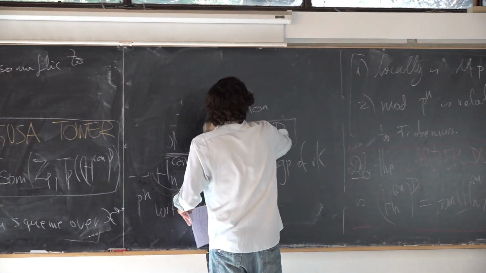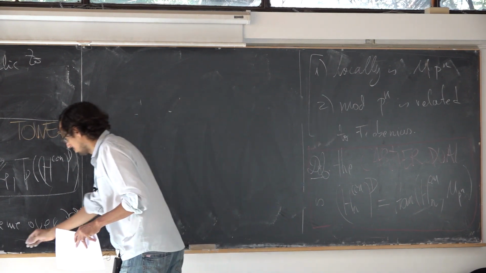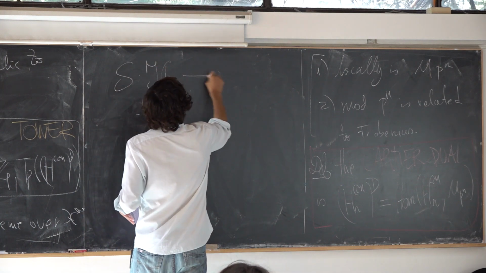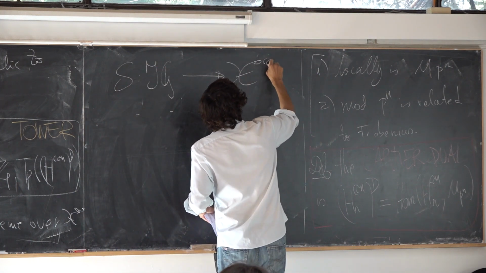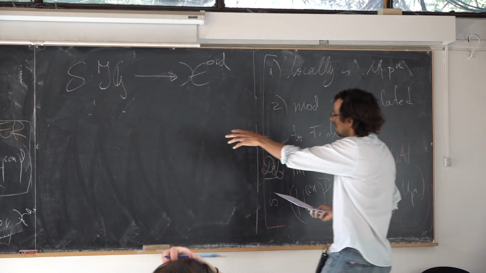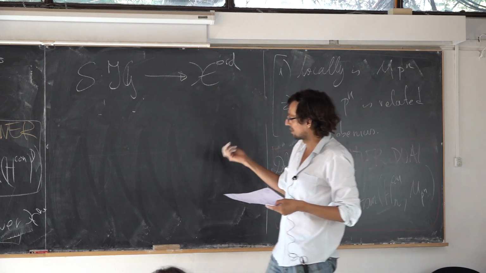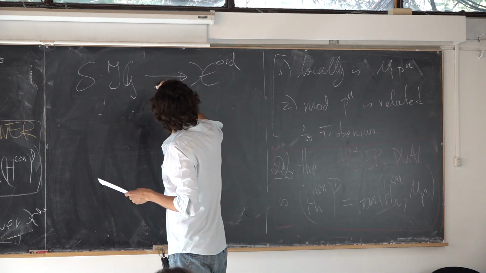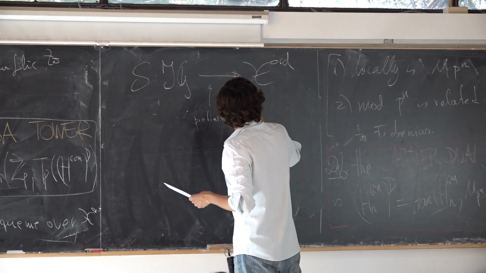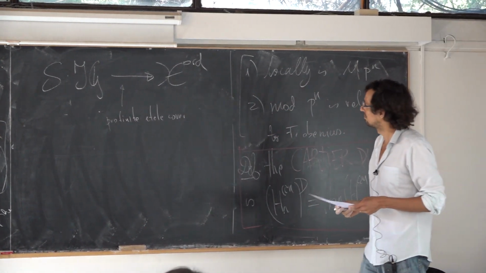So you have a structural map from here. It's a tower because it's something over this one, and this distance is very big. In fact, it's a formal scheme. This is a profinite étale cover. Okay, it's not a finite étale cover, it's profinite étale.